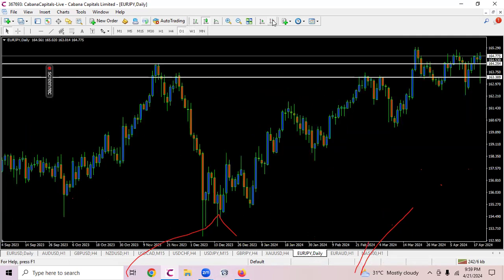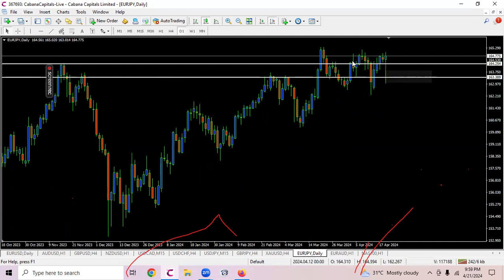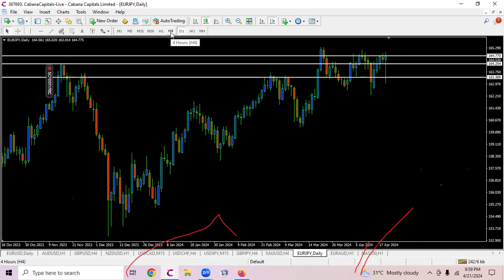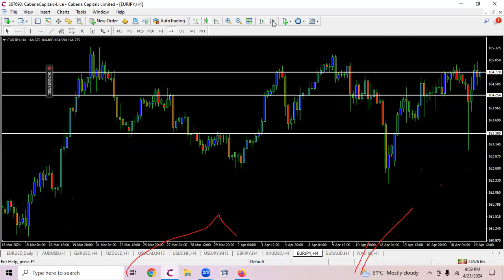So let's go down to daily. On daily, you can see how the daily candle closed. So the bulls are still in control. They are still in control on Euro JPY. The bulls are still in control. Let's check the hour.